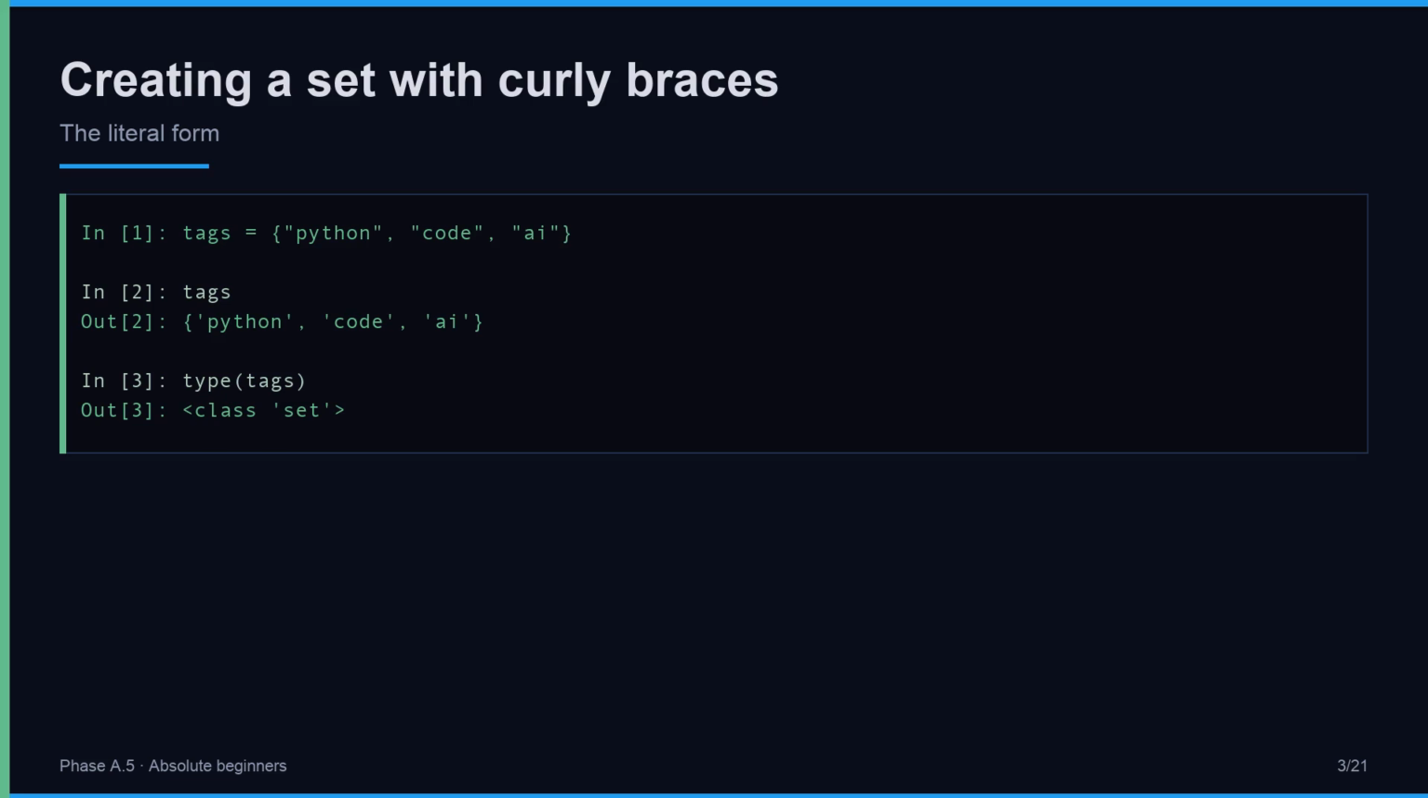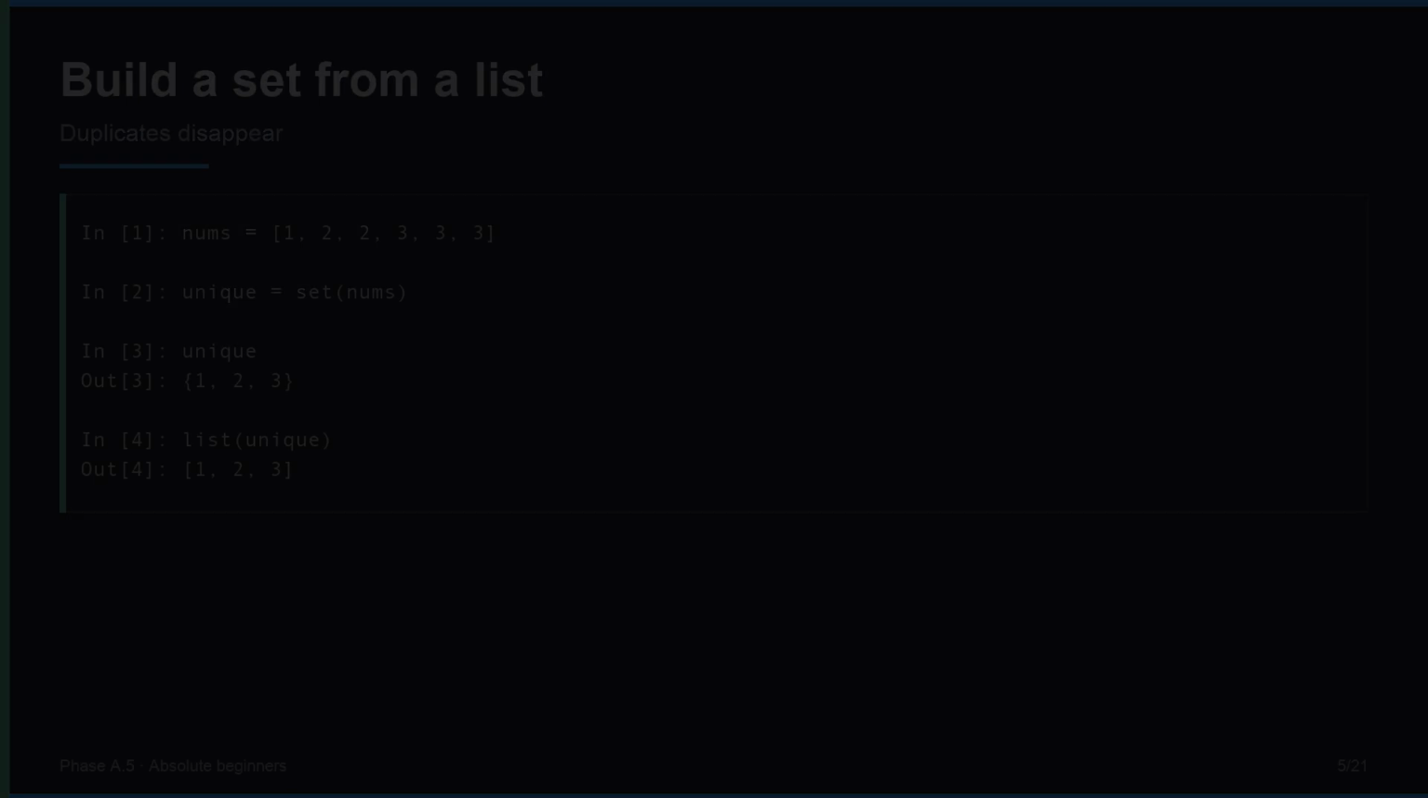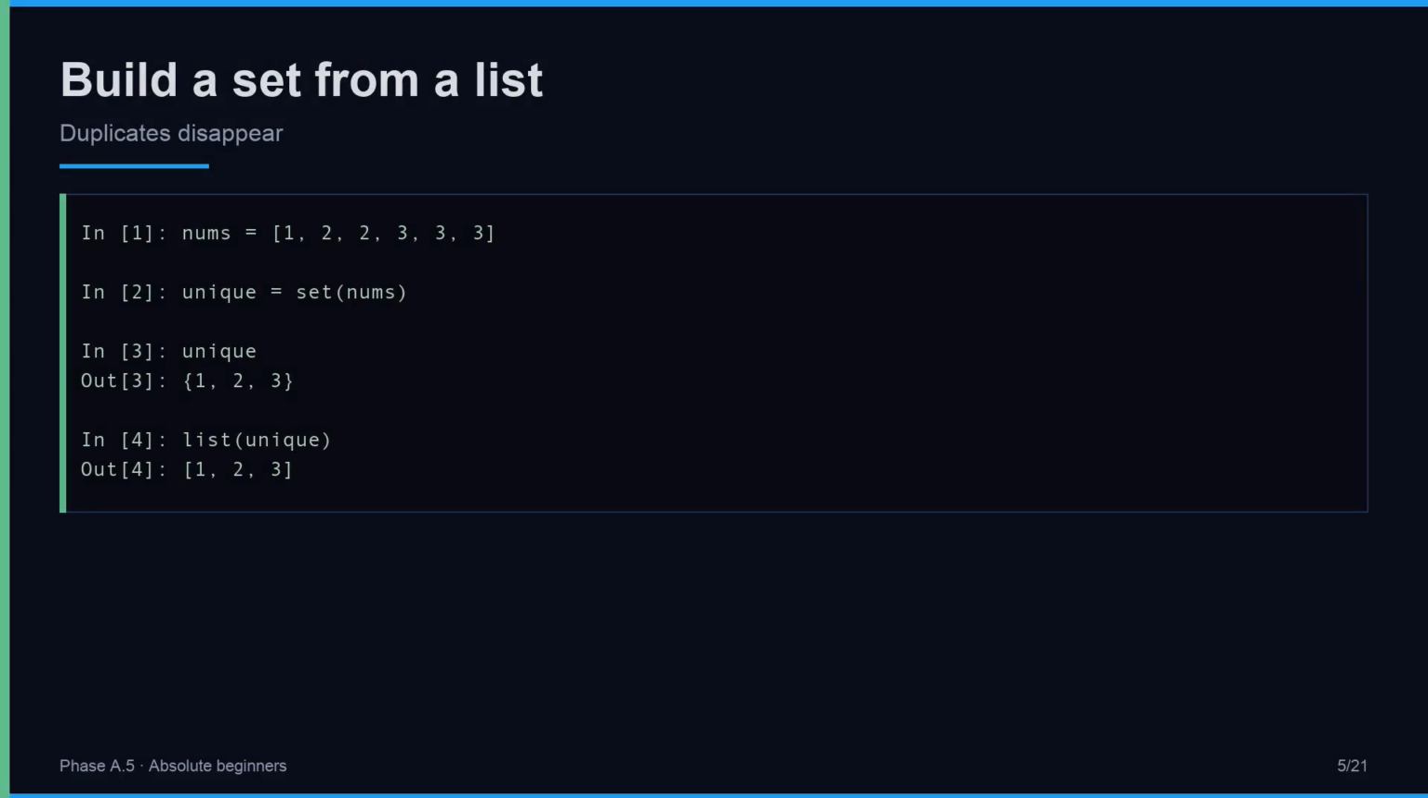The literal form. Here is a trap every beginner falls into at least once. To make an empty set, you must call set with parentheses, empty equals set. Type of empty is set. But if you write wrong equals empty curly braces, you do not get a set. You get a dictionary. Empty curly braces in Python always mean dictionary, not set. This is a hard rule. If you want an empty set, always spell it as set with parentheses. Memorize this one and you will save yourself confusing bugs later. Mind the trap.